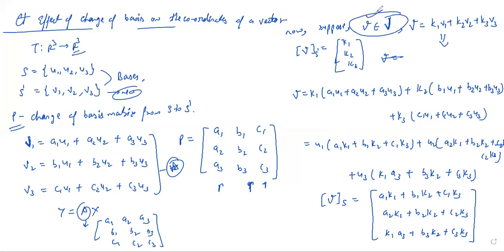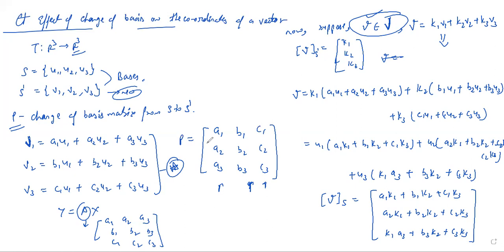Okay, now the same vector v has different coordinates on the basis S and on the basis S dash. On the basis S it has coordinates like this, and on the basis S dash it has coordinates like this. Here this is my change of basis matrix from S to S dash.